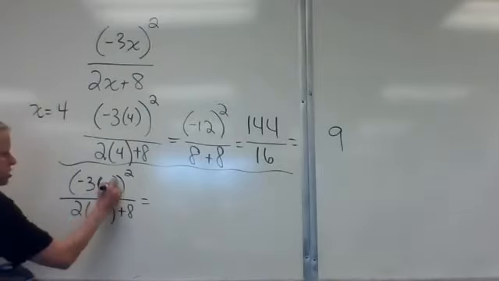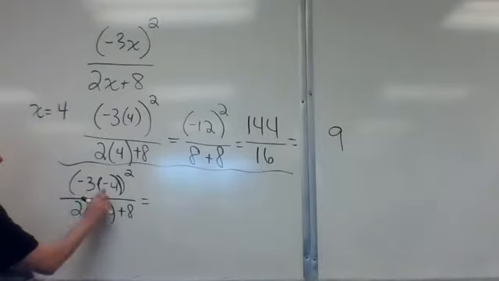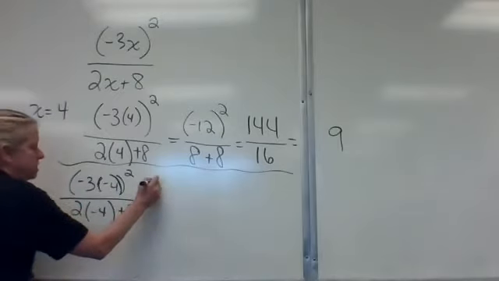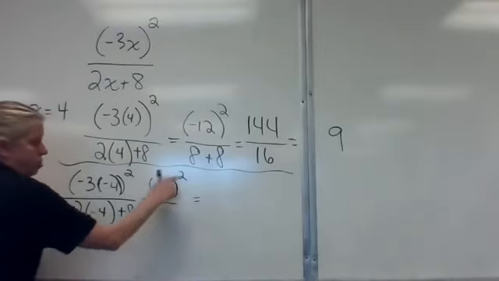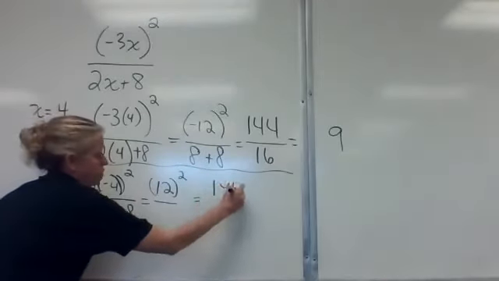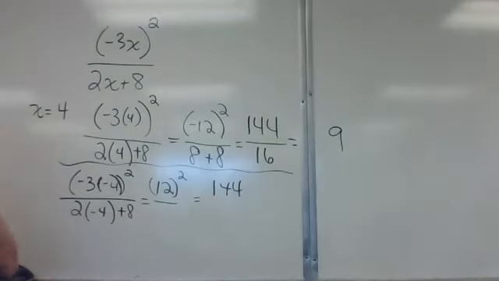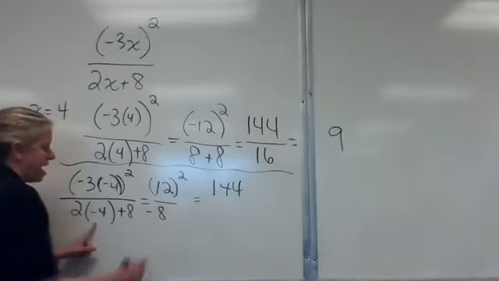Do what's inside these parentheses first. So I have -3 times -4, which is positive 12 squared. And 12 squared again gives me 144. So I'm equal to 144 again up top. But look what happens in the bottom. You have 2 times -4, which gives you -8.